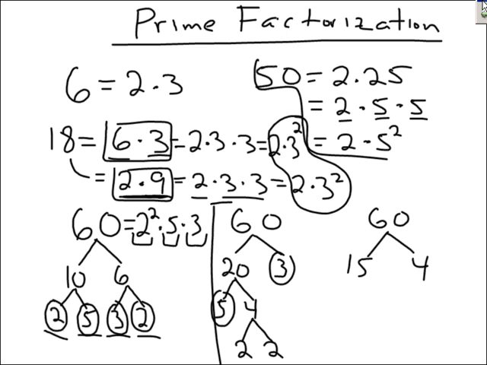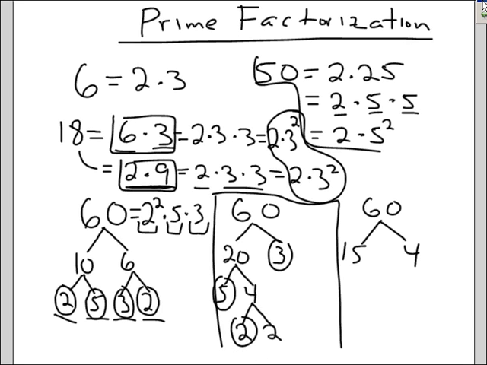Now, here's a major comment. The 2's are prime, so we circle them. The major comment is this tree diagram was very helpful in finding the prime factorization of 60.